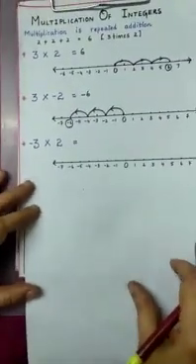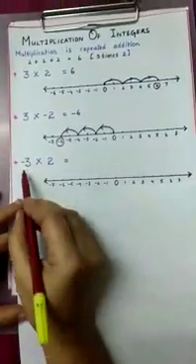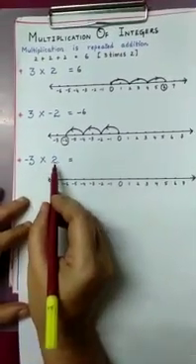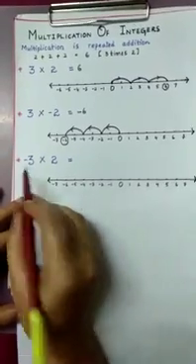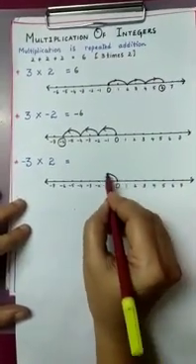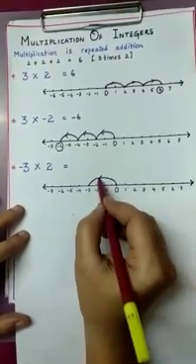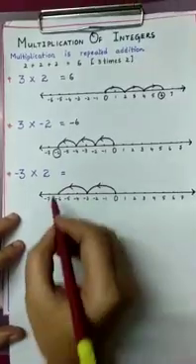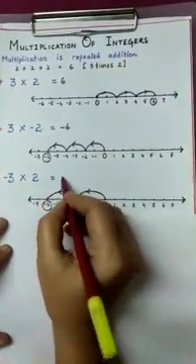Now here, minus 3 into 2. Minus 3 times 2 means the number of times it won't be negative. So we can take 2 times minus 3. So you start from 0. 0 to minus 3 first time minus 3, minus 3 to minus 6 second time minus 3, which is minus 6.